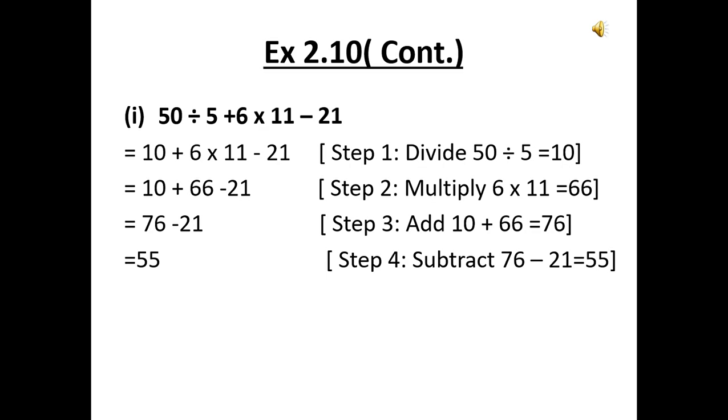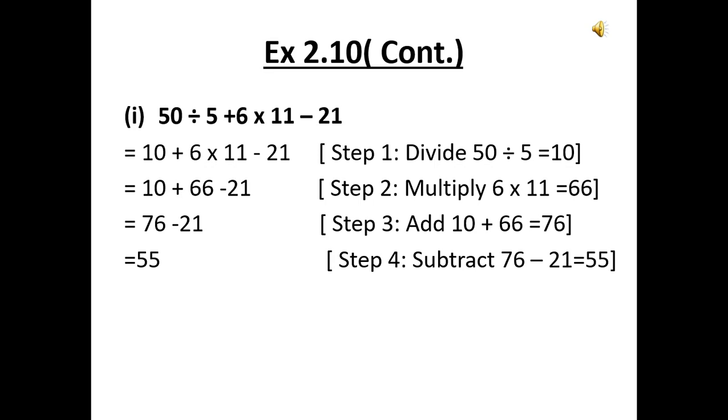Now one more I am solving. I1, that is 50 divided by 5 plus 6 into 11 minus 21. Okay, so what we are going to do, we will follow the same steps. First, we are going to perform the division. 50 divided by 5, what will it be? It is equal to 10. So instead of 50 divided by 5, in the first step we are going to write 10 plus 6 into 11 minus 21.